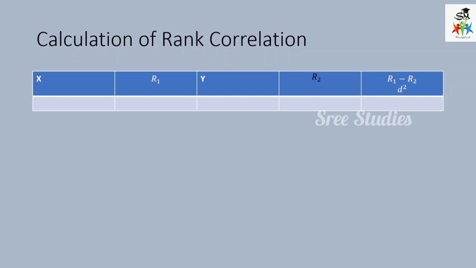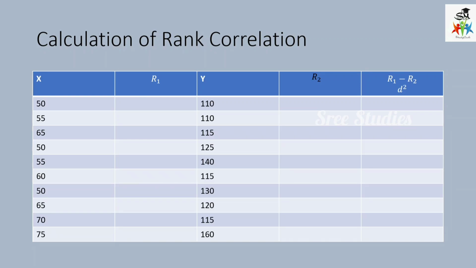Let us place the values in the columns. So the values of x and y are there. The values of x and then the values of y we placed in the table. And then let us find the rank correlation as I said earlier.